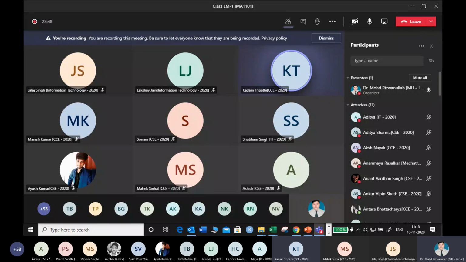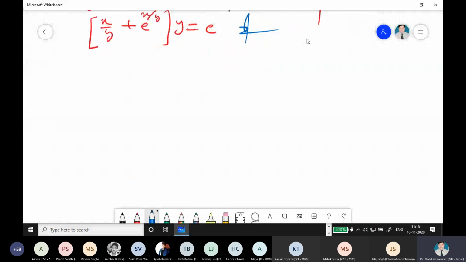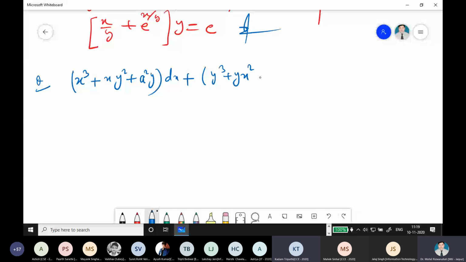Okay. Again, this question is based on the homogeneous form of differential equation, right? So I am going to solve this question. Please read the question. x cube plus xy square plus a square y whole dx, plus y cube plus yx square minus a square x whole dy is equal to 0. Correct.